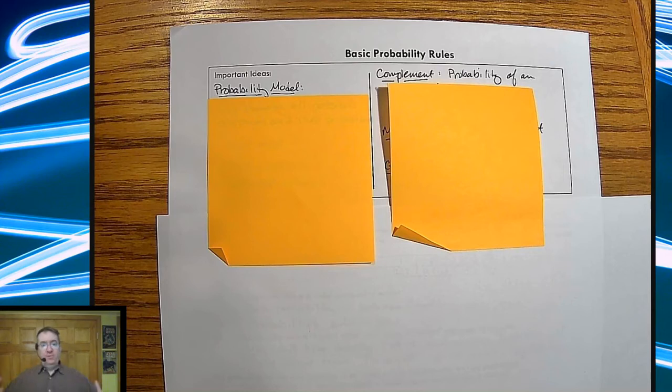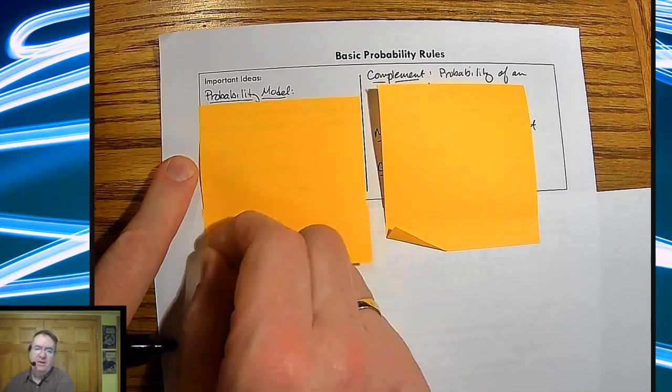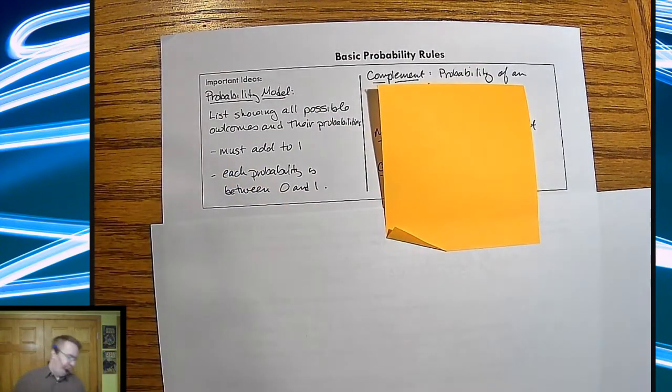Hey, welcome back. We're finalizing some basic ideas of probability. So here are the things you need to know. Probability model. A probability model has a couple of components that you must have. And by couple, I mean literally two.